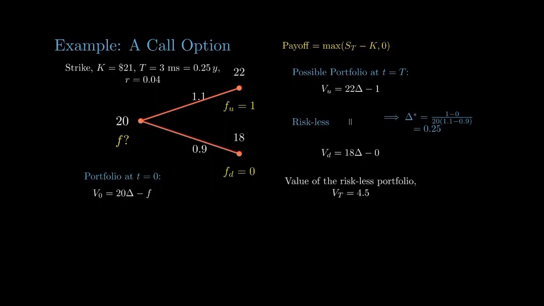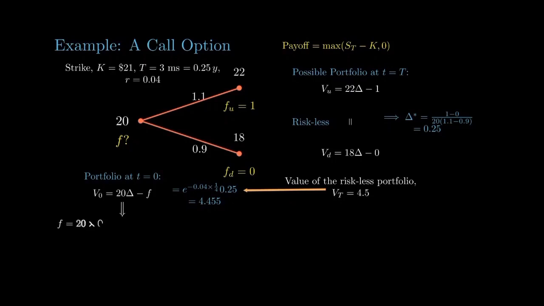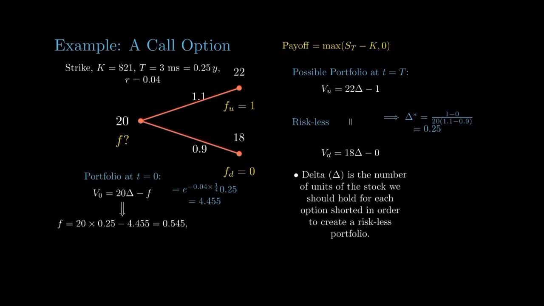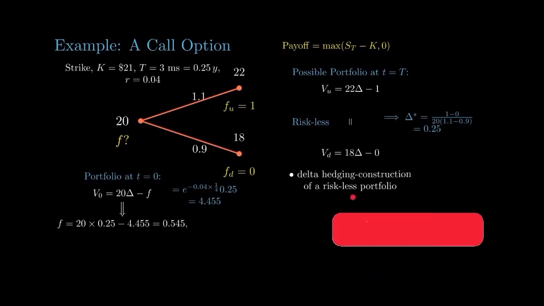With the arbitrage-free assumption, today's portfolio value should be the final portfolio value multiplied by the discount factor. Now, equating the initial portfolio with this, we get the premium for the option. Delta is the number of units of the stock we should hold for each option shorted in order to create a riskless portfolio. Delta hedging is sometimes referred to as construction of a riskless portfolio.